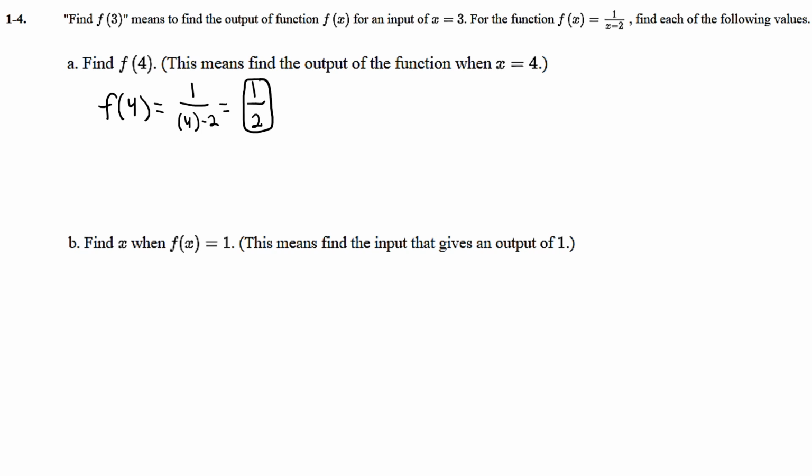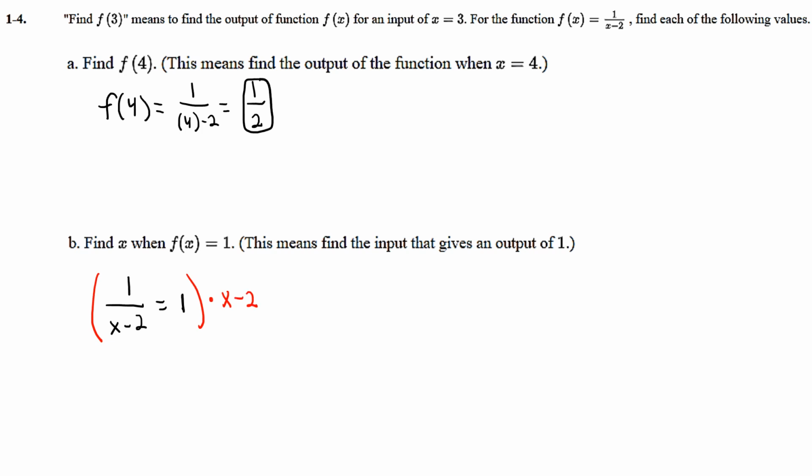Part B, find x when f of x is 1. This means find the input that gives you an output of 1. So what we want to do is let the rule f of x, which is 1 over x minus 2, equal 1 and then solve it to find out what x is. You may be able to look at this and tell me what it is right now, but let's go through the algebraic process. So to solve this equation, since the x is on the bottom, we're going to take both sides of the equation and multiply by the denominator. That's how we get rid of fractions in equations.